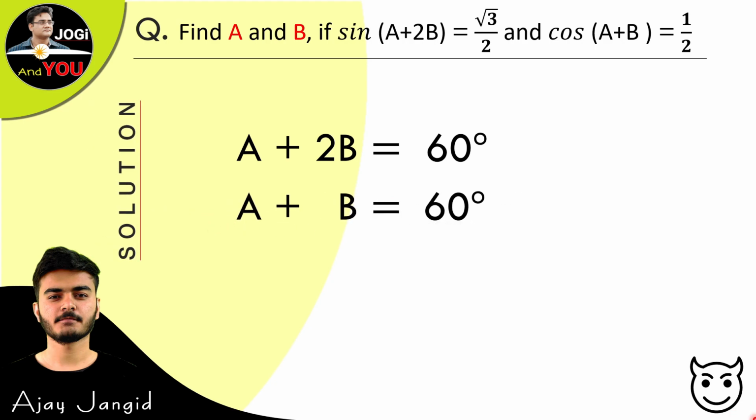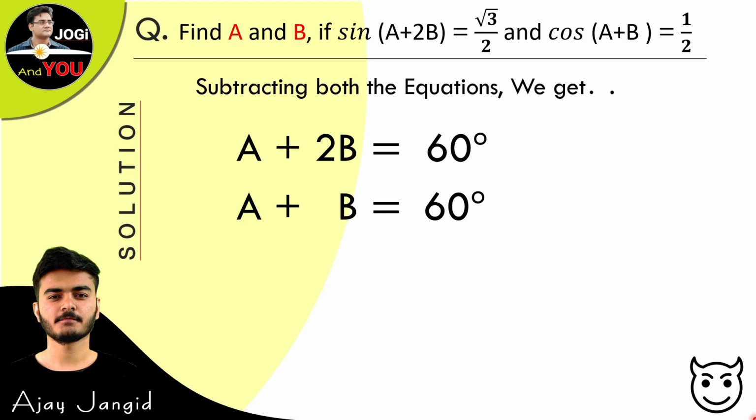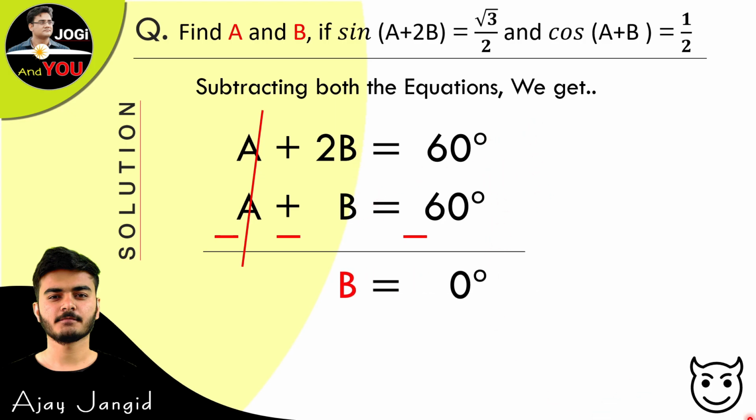Now in front of us we have two linear equations in two variables. There are many ways to solve a pair of linear equations in two variables, but here we can solve them easily by eliminating a variable. For this, subtract both the equations. Then A cancels with A, 2B minus B is B, and 60 minus 60 is 0. So we get B is equal to 0.